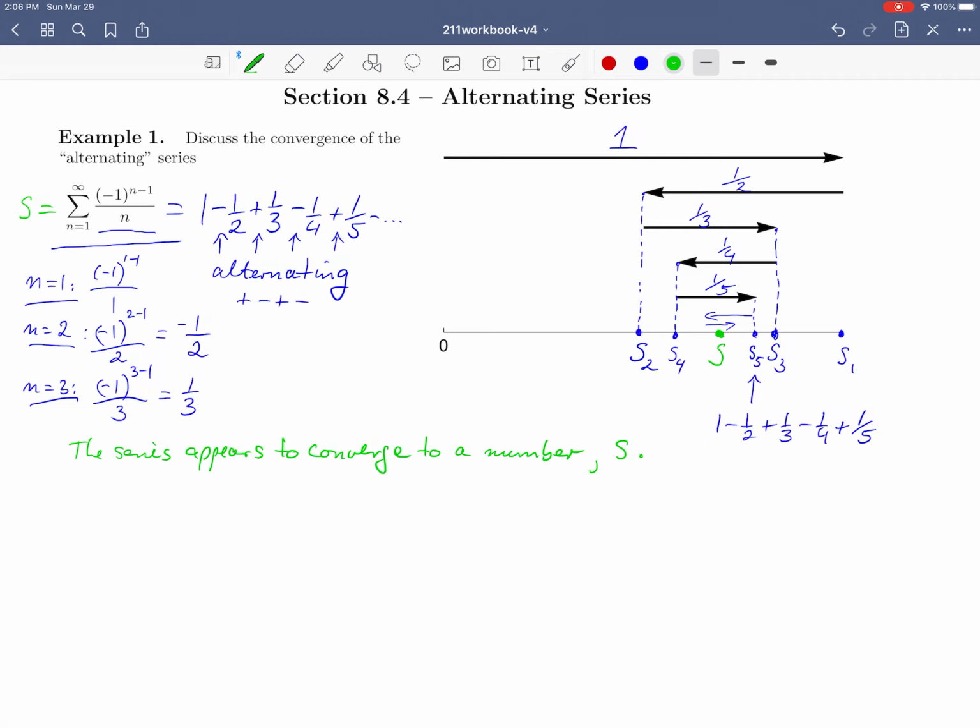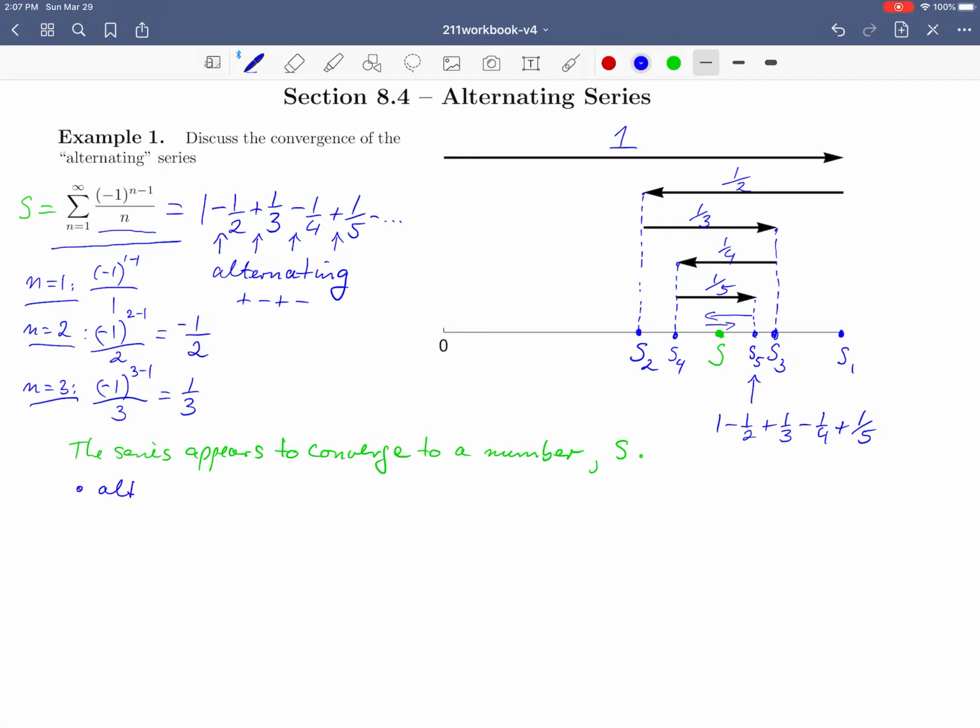And then every time you're adding a new term, so you're looking at the fourth term and you're adding the fifth term, and then the sixth term and then the seventh term, you seem to be jumping back and forth around this number S. That is interesting too. So we are alternating back and forth and zeroing in on this number S.